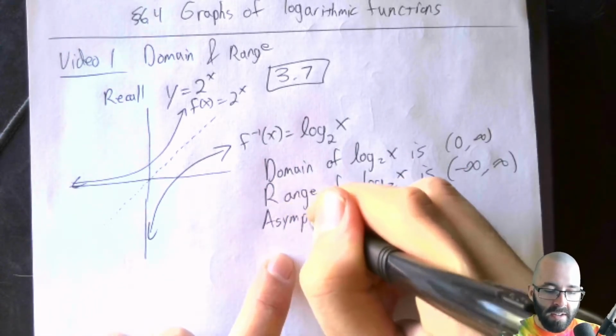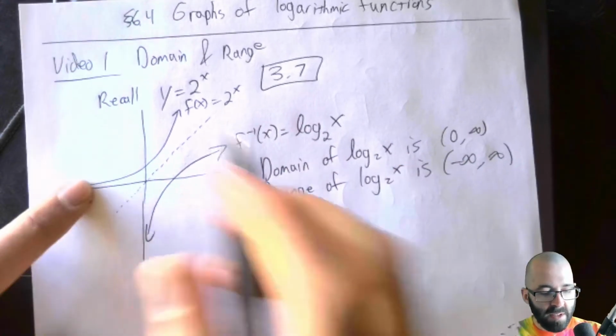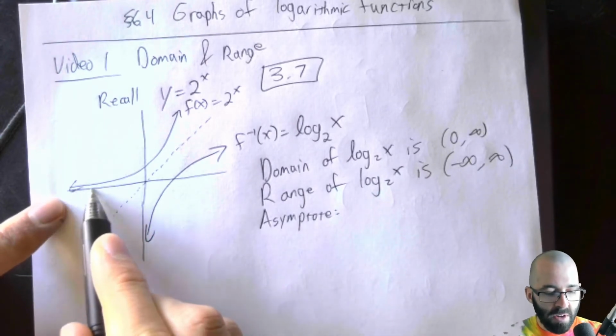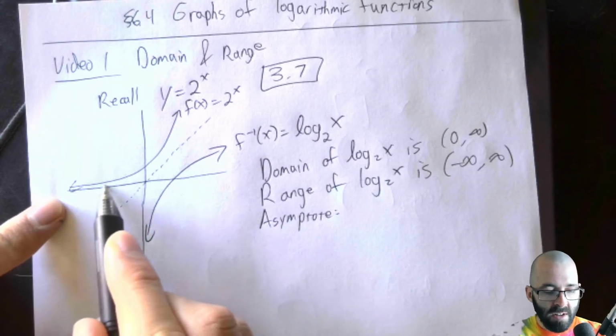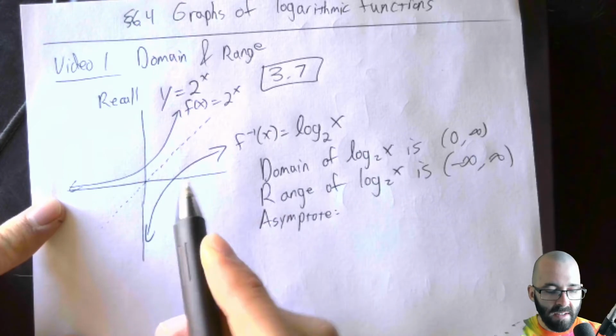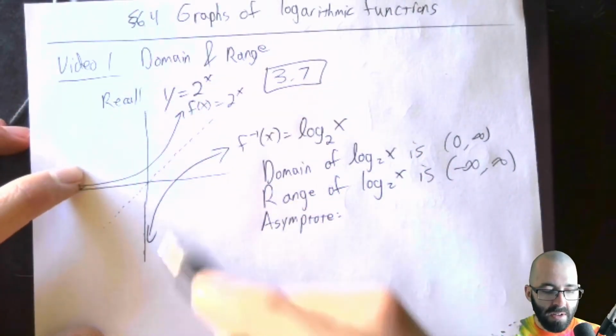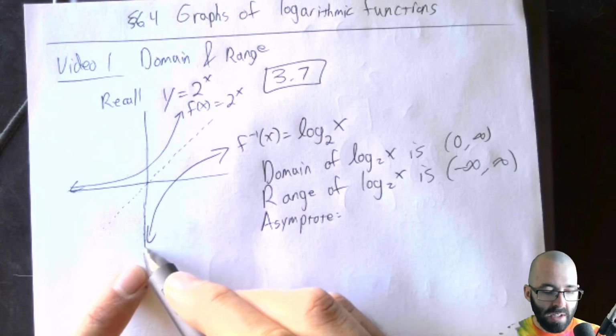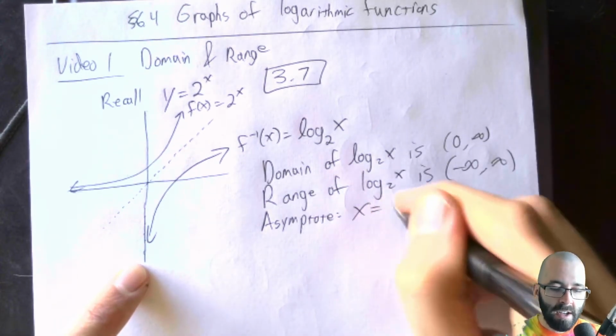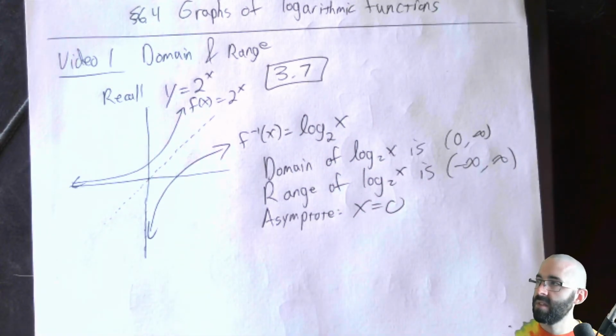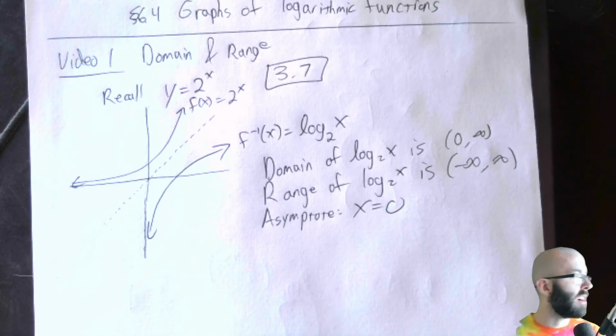And then again, remember for exponential functions, we had the asymptote being a horizontal asymptote, usually the x-axis. Well, if you flip that sideways, we now get a vertical asymptote for logs. It gets really close to the y-axis, but it never actually hits it. And these are some of the things that we're going to be talking about a lot.